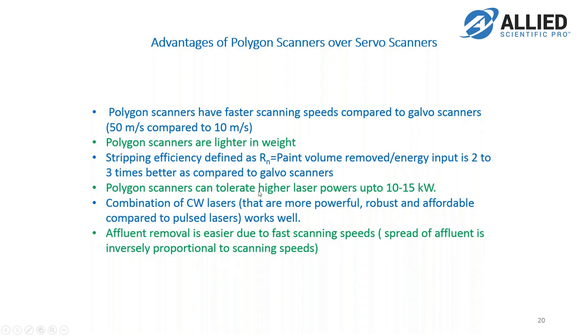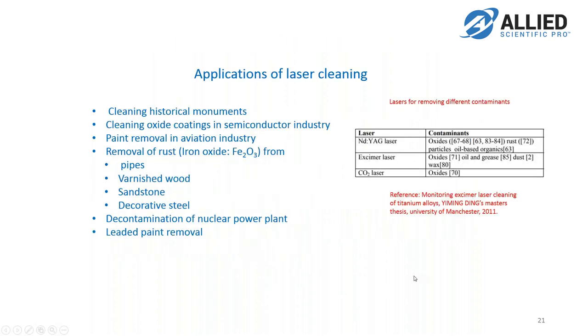Polygon scanners can tolerate higher laser powers, up to 10 to 15 kilowatts. And the combination of CW lasers, which are sometimes more available, more robust, and more powerful, with the polygon scanner worked really well. And you can also remove the effluents much easier. So these are some of the applications.